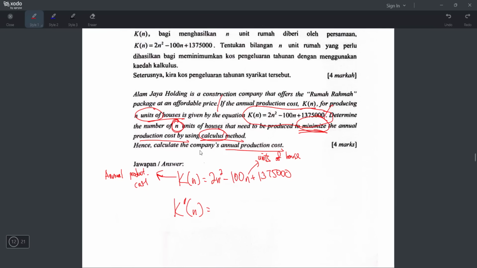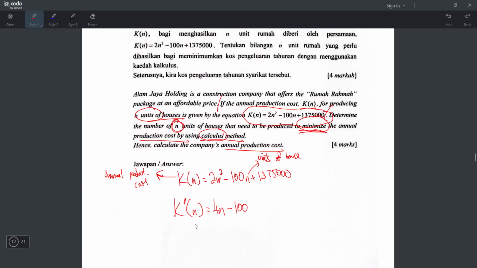The cost also. Okay, but that one later. So now let's differentiate 2n square, you get 4n, because 2 times 2 is 4, and then power minus 1, n square becomes n power 1. Minus, differentiate 100n, that's going to just be 100. And then differentiate the 137,500, this whole thing becomes 0 when you differentiate.